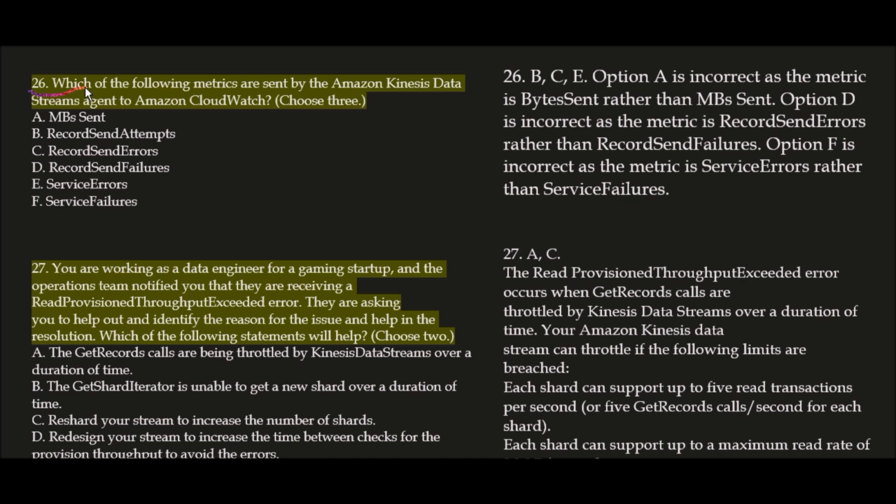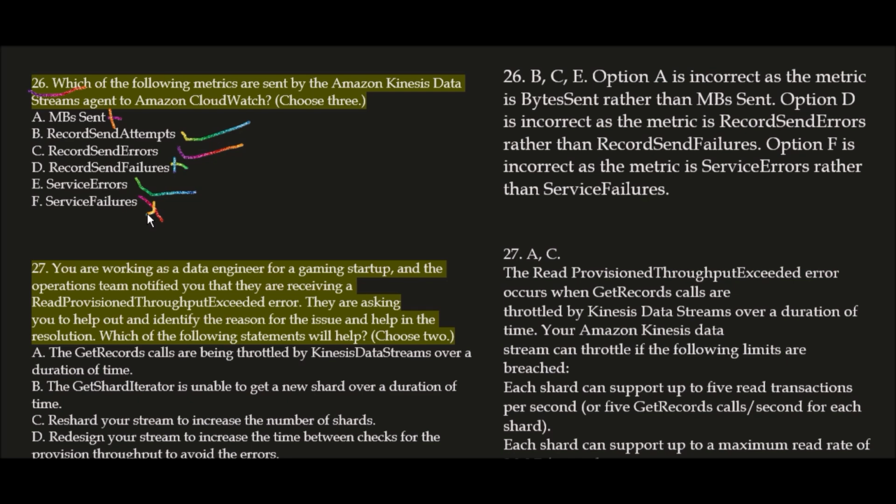Correct answer here is option B, option C, and option E. Record send attempts, record send errors, and service errors. Option A is incorrect because the metric is bytes sent rather than MBS sent. Option D is also incorrect because the metric is record send errors rather than record send failures. Option F is also incorrect because the metric is service errors rather than service failures.